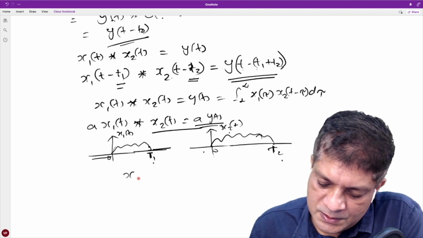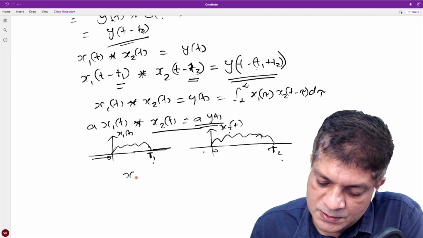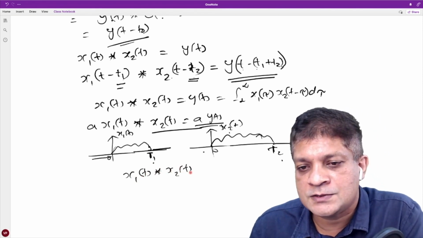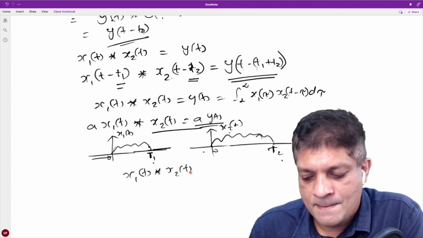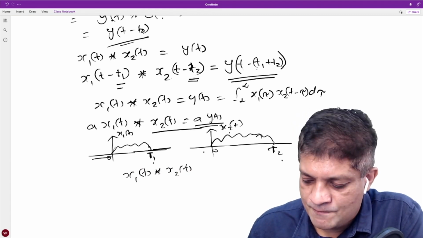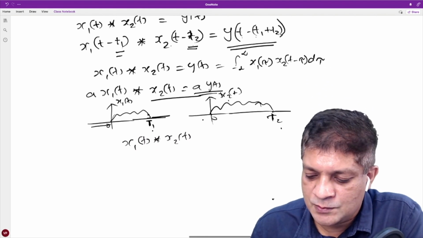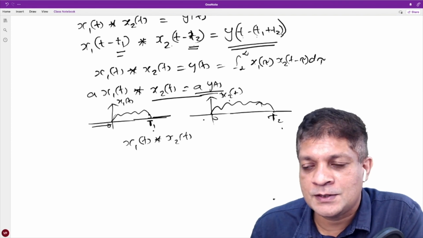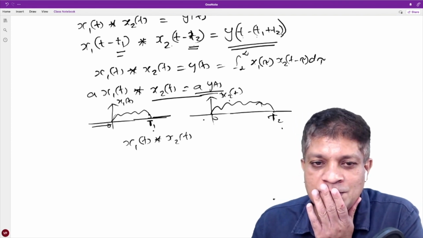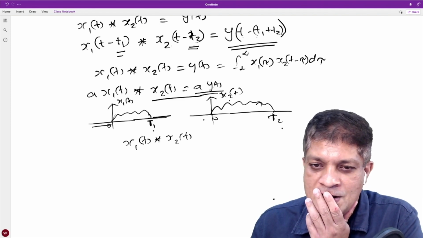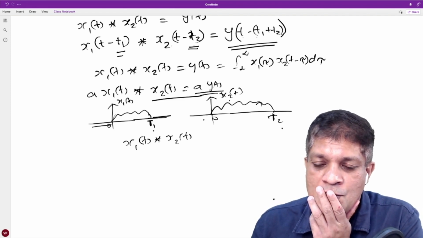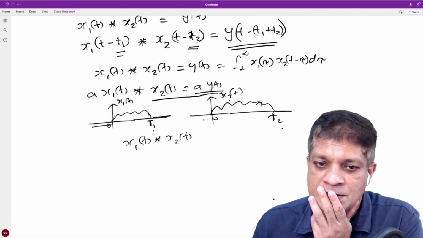Now, can you tell me what about x1(t) convolution x2(t)? Will it be a finite duration signal? The convolution of these two? If it is finite duration, what will be the duration? I am asking about T1 and T2, in terms of T1 and T2.